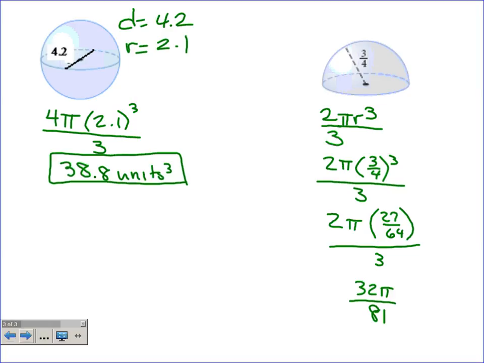I'm so confused. Why are you confused? What if we converted the fraction to a decimal? Well, what did you get as the final answer? 2.65.